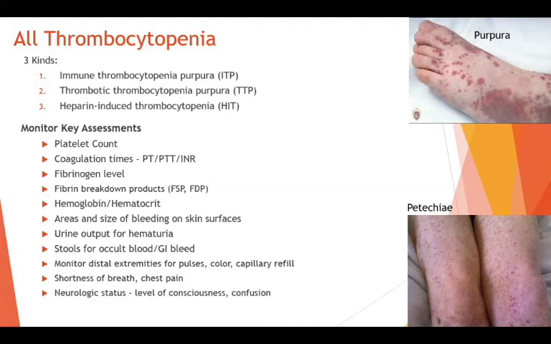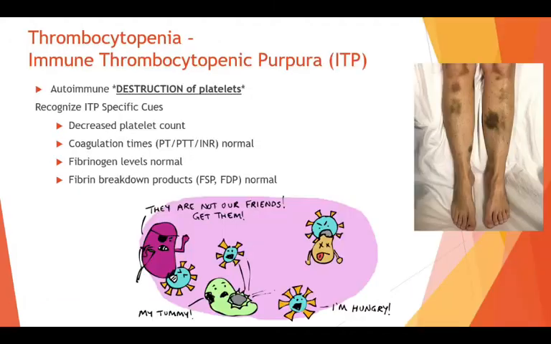So, the key of these conditions is that you're seeing a low platelet count. Let's talk about the three kinds and what makes them specific. You have immune thrombocytopenic purpura. Now, this is a big, long name for a very easy disease. The immune system's eating your platelets.